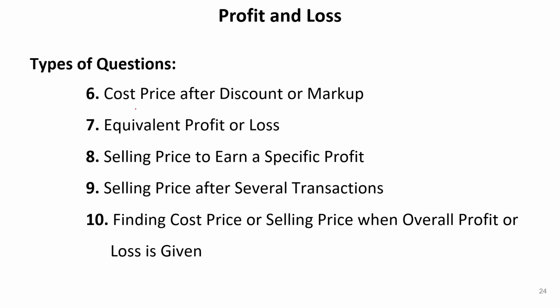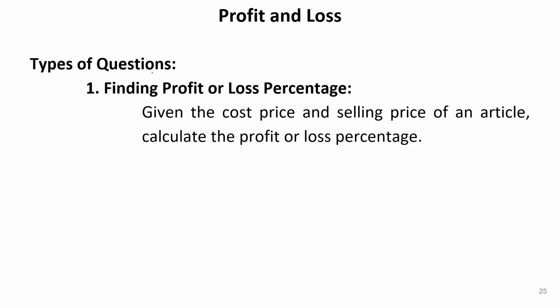The fifth one is on finding selling price or discount or markup. Okay, so the sixth type is on cost price or discount or markup, and the seventh is on equivalent profit or loss. So selling price to earn a specific profit. This is the eighth kind of question. So the ninth kind of question is on selling price after several transactions. Okay, and the 10th kind on finding cost price or selling price when overall profit or loss is given to us. So the first kind of question is on finding profit or loss percentage.